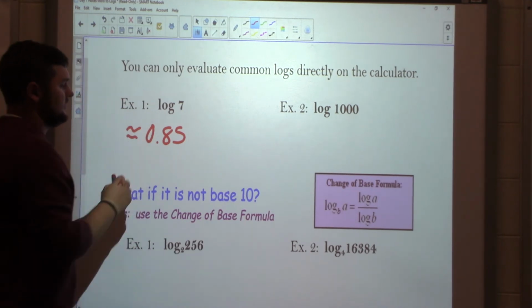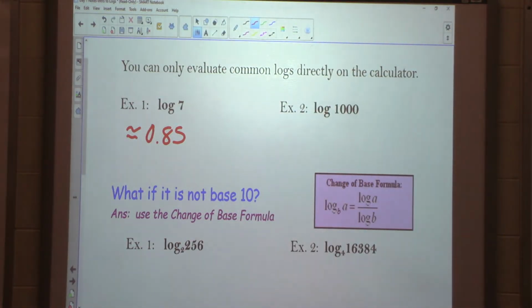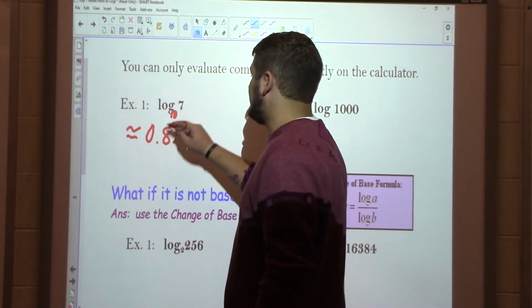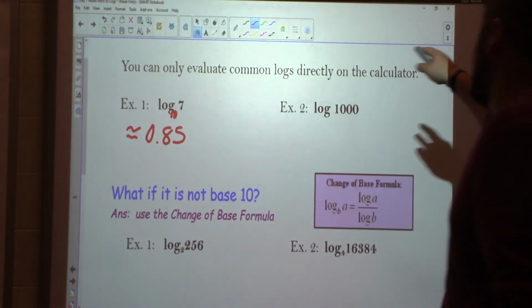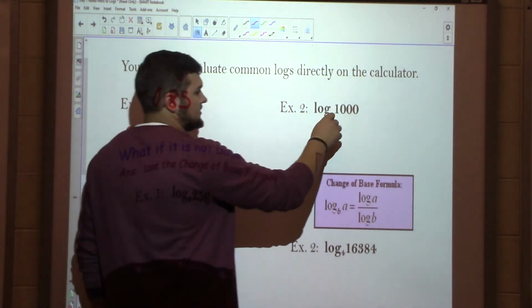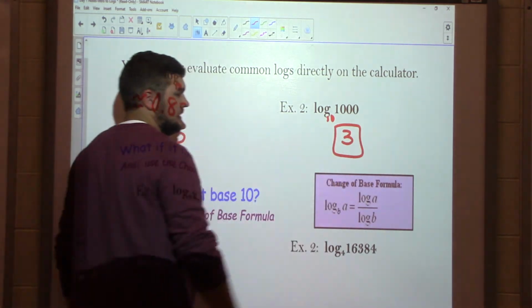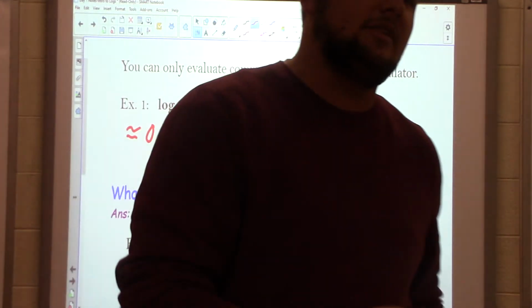So log is right under x squared. Log 7 is the same as log base 10 of 7. Do the other one, log 1,000. What did you get? 3, the same as log base 10 of 1,000, so it equals 3. Those are really easy with a base of 10. What if the base isn't 10?